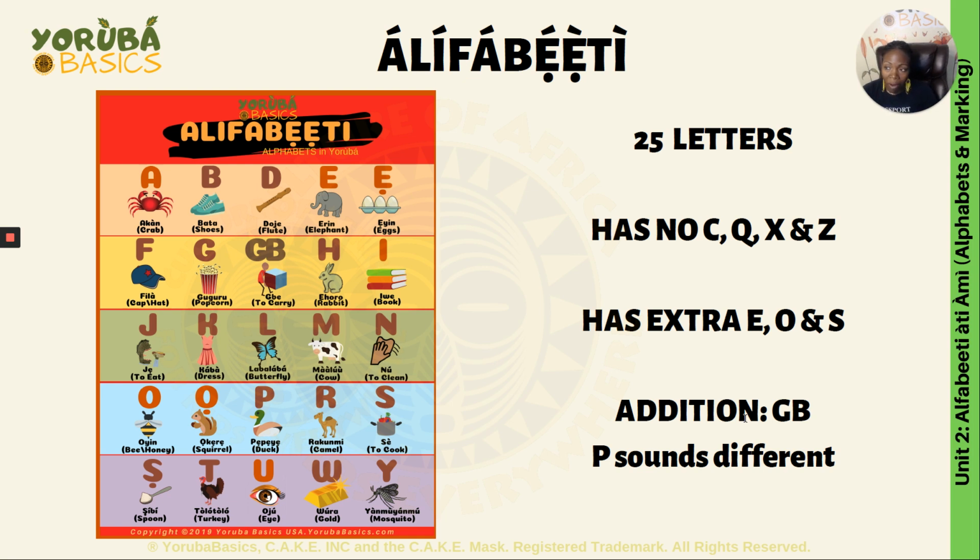Don't forget there are 25 of them, not 26. Don't forget that we do not have a C, a Q, an X, or a Z. We have extra E, extra O, and extra S. We have an addition of the B alphabet, and the P sound is B. Other than that, all the alphabets should look similar to what you see, and they should sound similar to what you expect, because if you're an English speaking person, they are based on the English language. So that's it for the alphabet.